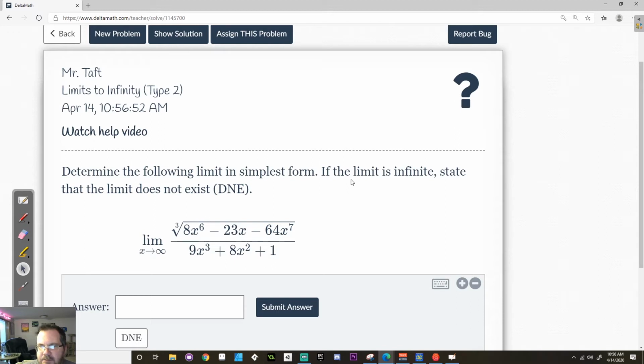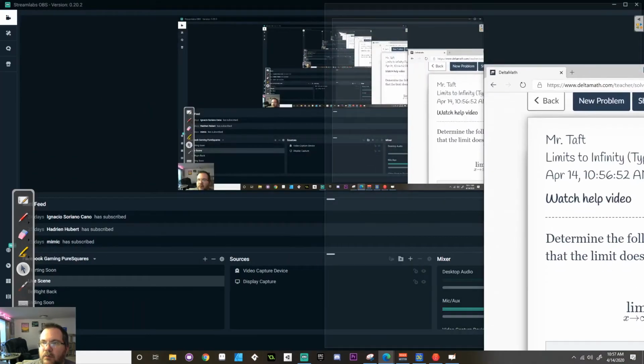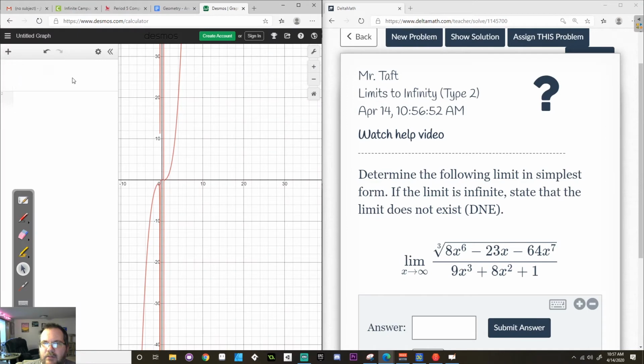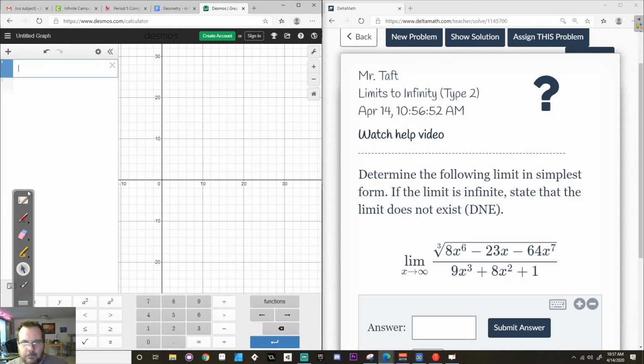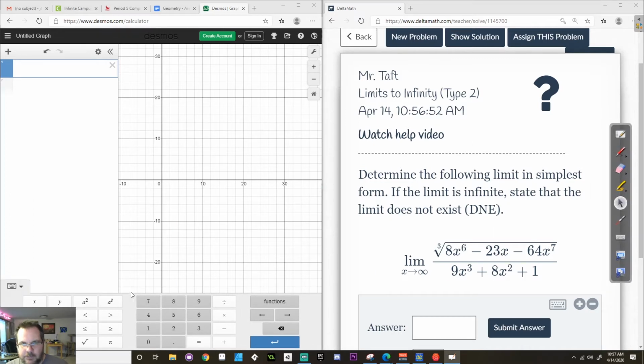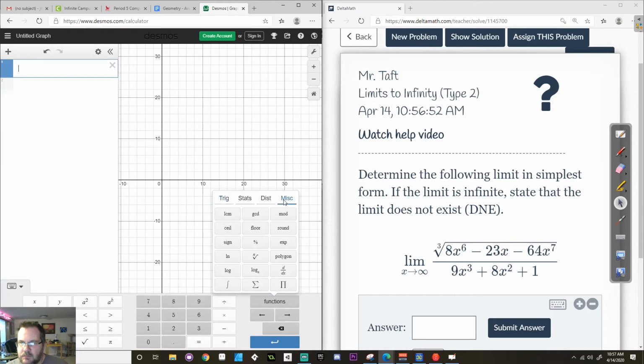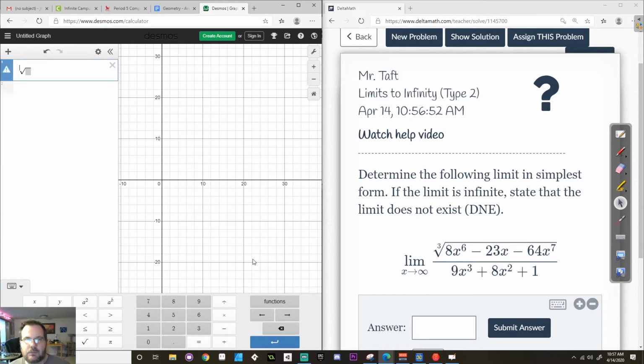If the limit is infinite, so if it's going to infinity in either direction, state that the limit does not exist. So I'm going to take this function here, and I'm going to enter this into Desmos and evaluate the graph. To do a cube root in Desmos, you want to bring up the keyboard function, and this is going to be underneath nth root. So we want to do cube root of 8x to the 6th times 64.